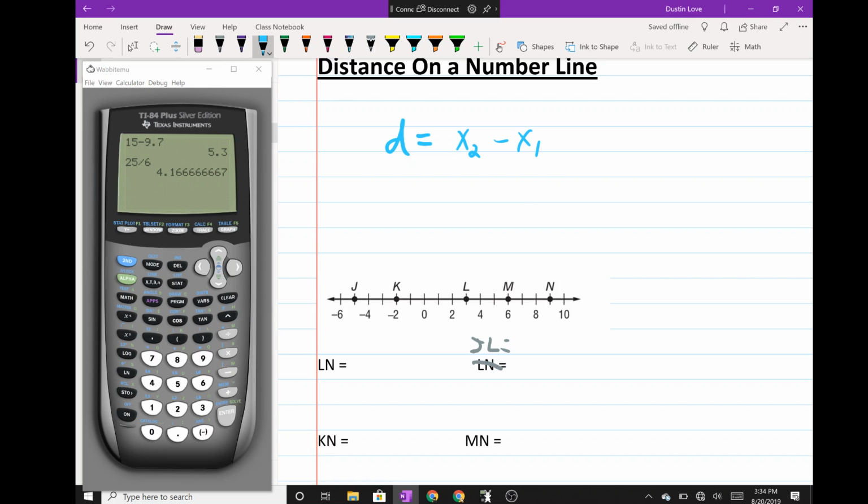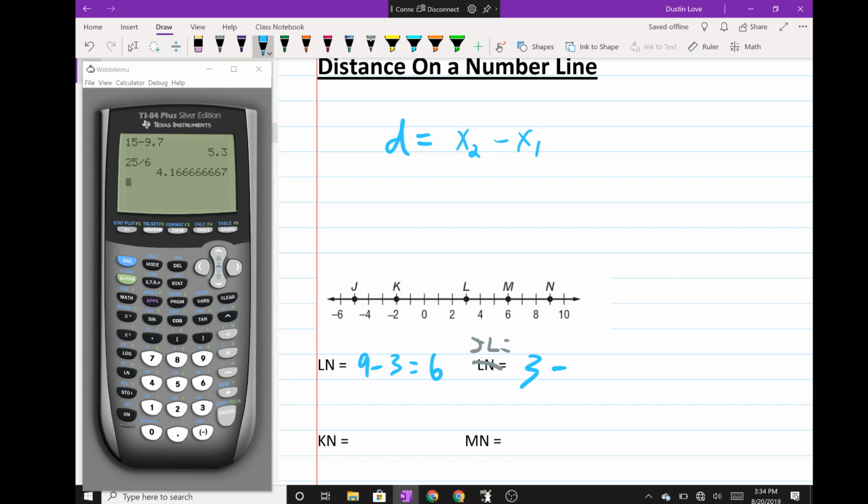All right, so LN. Which one's bigger, L or N? N. Where is N? 9. 9 minus L is... Wait, L is at where? 3. So the answer is 6. Okay? JL. Which one's bigger, J or L? L. So L is at 3, which we already did that.